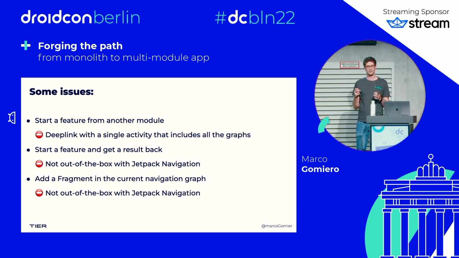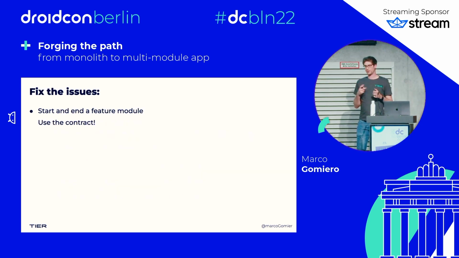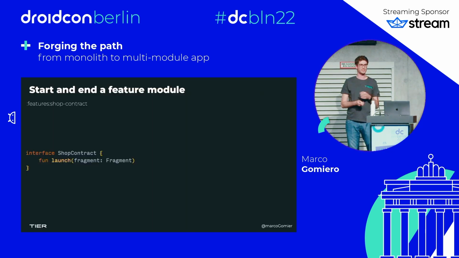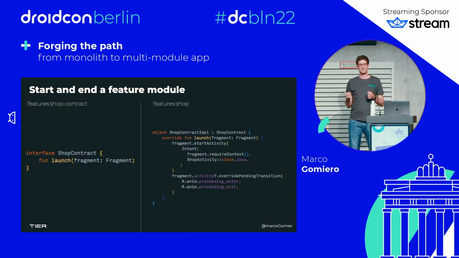So, in order to fix the issue, we can leverage our current contract structure. For starting a new feature module, we can just have a simple function in our contract interface, and then just implement it in the module implementation, and just start the activity in the classic way, basically.